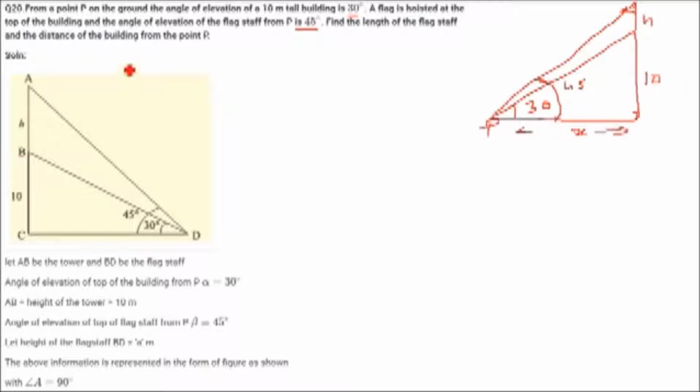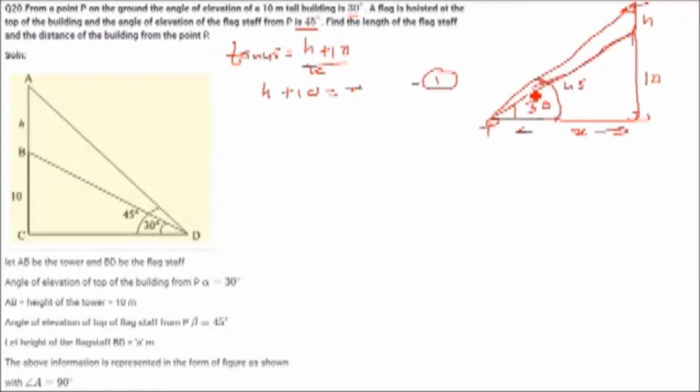So first we'll take the bigger triangle. Why? Because we have tan 45. Tan 45 is 1. So tan 45 degree is equal to h plus 10, perpendicular by base. This is x. So tan 45 is 1, so h plus 10 is x. This is the first equation, and h and x both we have to find out.